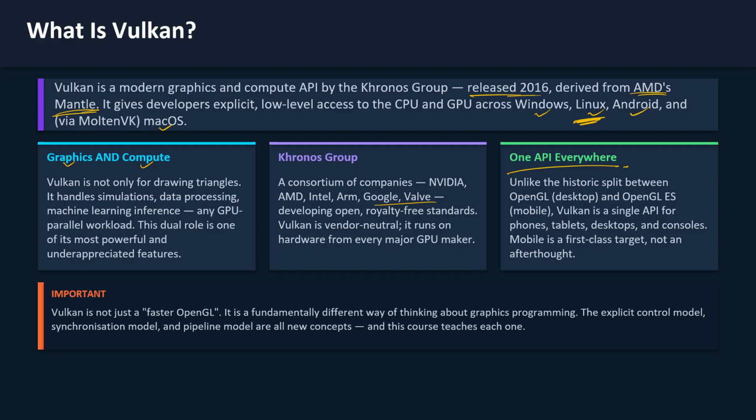So at the end of the day, Vulkan is not just a faster API, but an API which does things a bit differently, at a more low level. It gives you a lot of explicit control for synchronization and pipeline management.